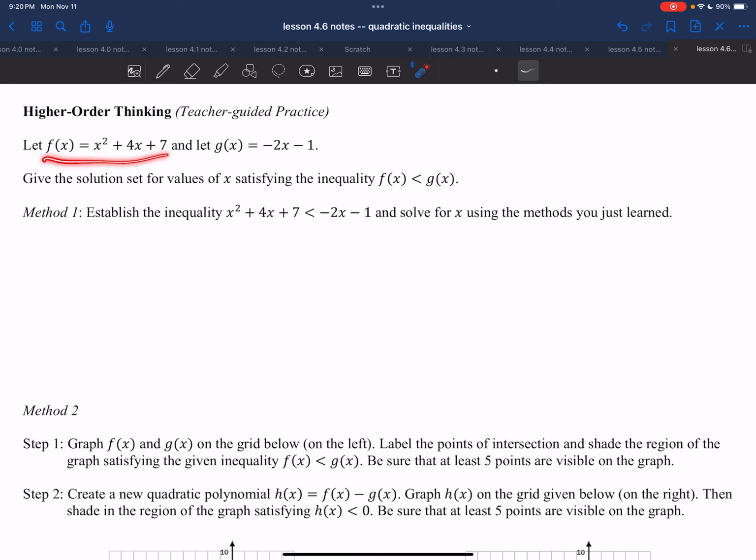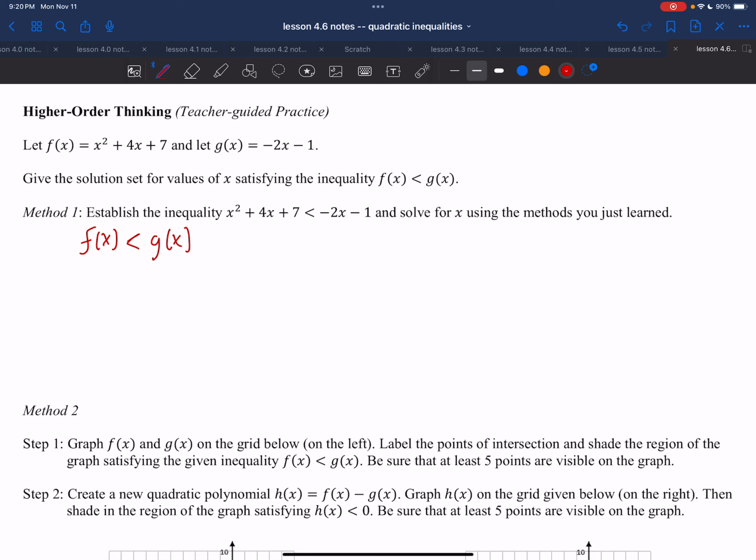Let me just show you. So we've got two functions, f of x, which is a quadratic, and g of x, which is a linear, okay? It says, give the solution set for the values of x satisfying f of x is less than g of x. So what we're interested in is finding the set of x values such that f of x is less than g of x, okay?